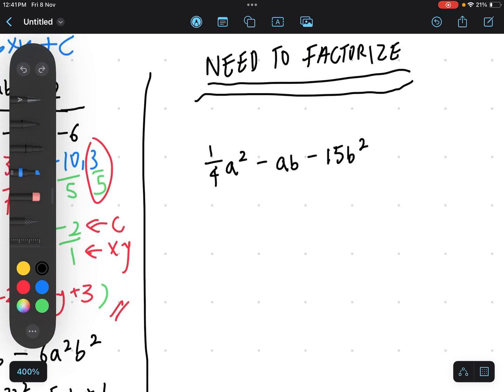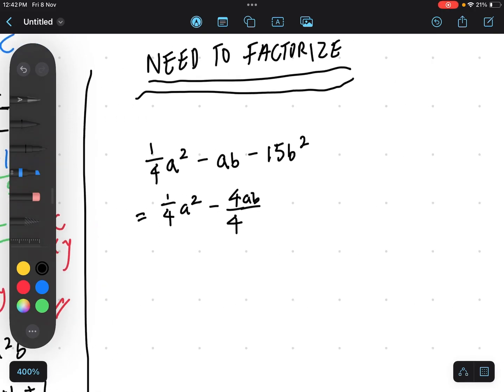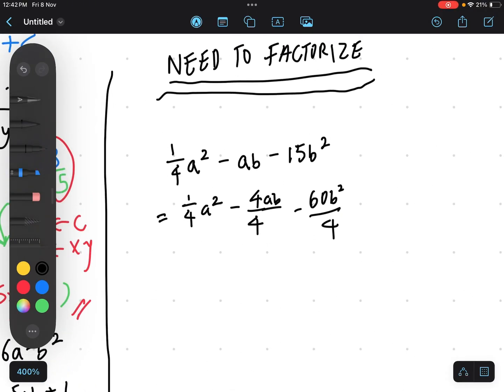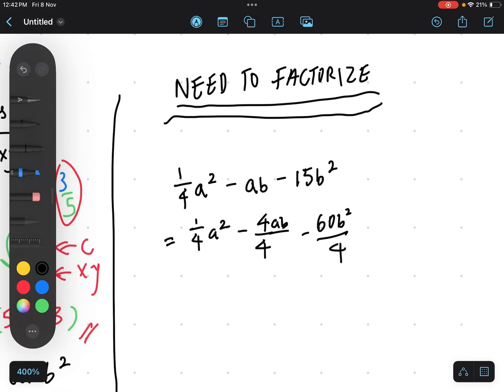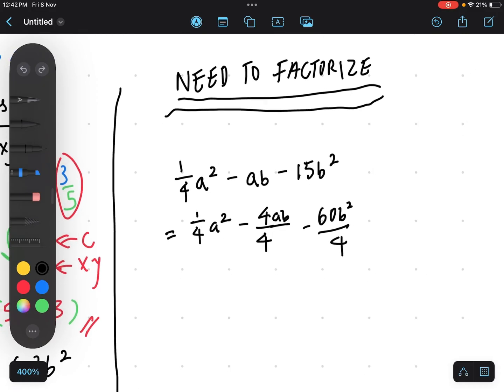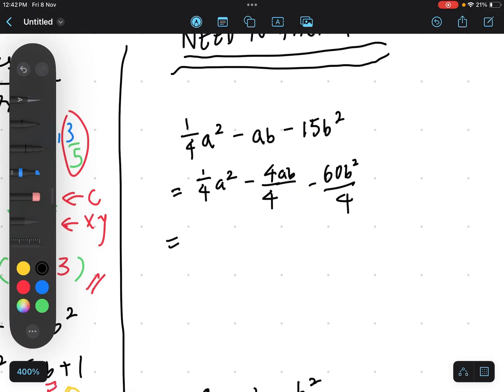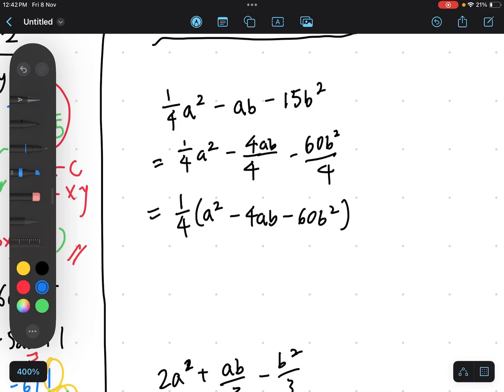So I'm going to rewrite this so everyone has a denominator of 4. So you get 1/4 a squared minus 4 over 4 ab minus 60b squared over 4. Okay, we just change it, we just times 4 to the top and add a 4 at the bottom. And then now we'll factorize out the 1/4 to give us a normal, easier equation that we can solve. So now we go as normal.